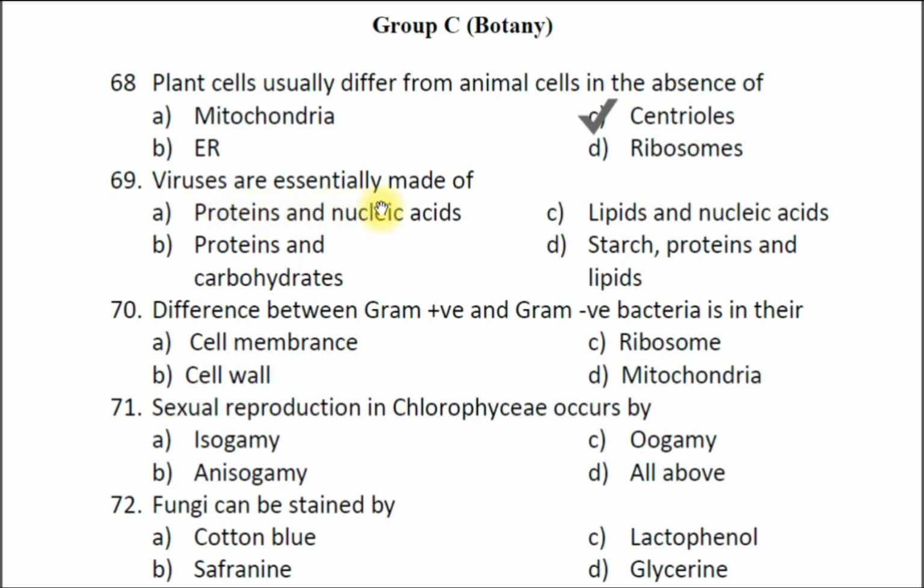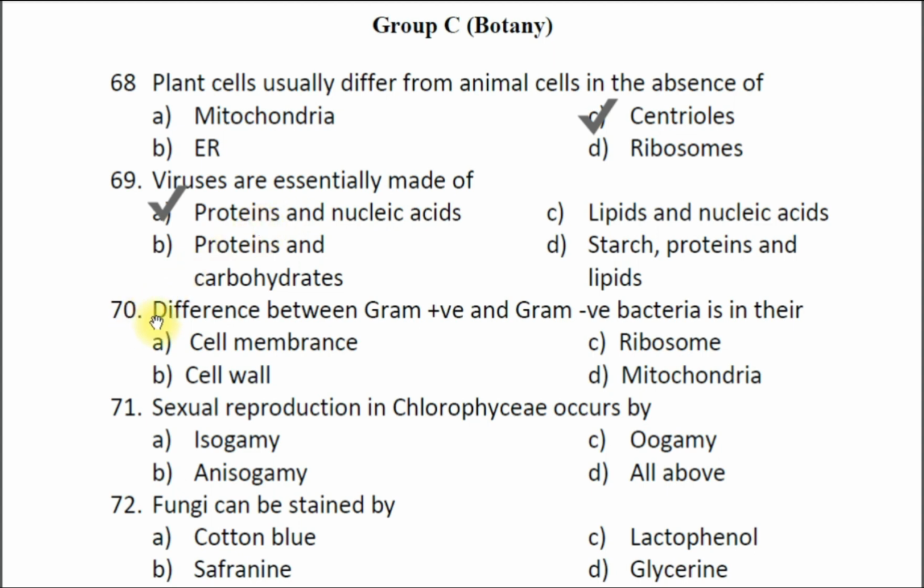Viruses are essentially made of A. proteins and nucleic acid, B. protein and carbohydrate, C. lipids and nucleic acid, D. starch, protein and lipids. This is very easy question and the answer is A. proteins and nucleic acid. Virus, they have the nucleic acid core which is enclosed in a protein coat called capsid.